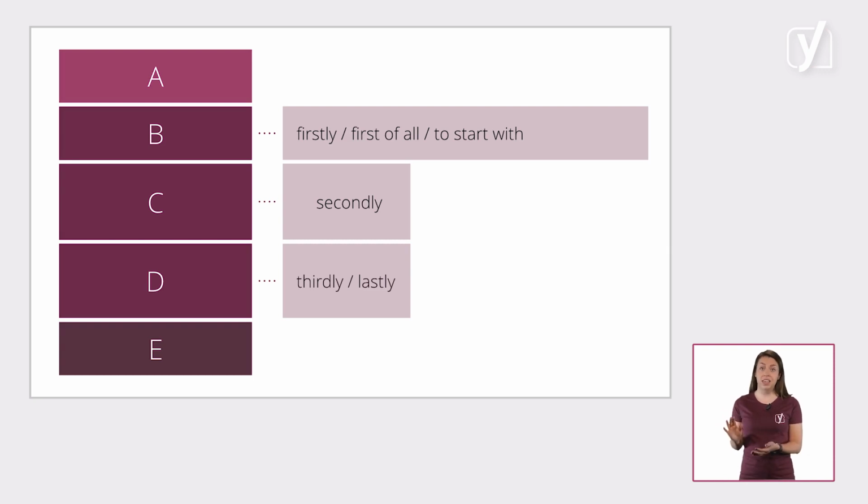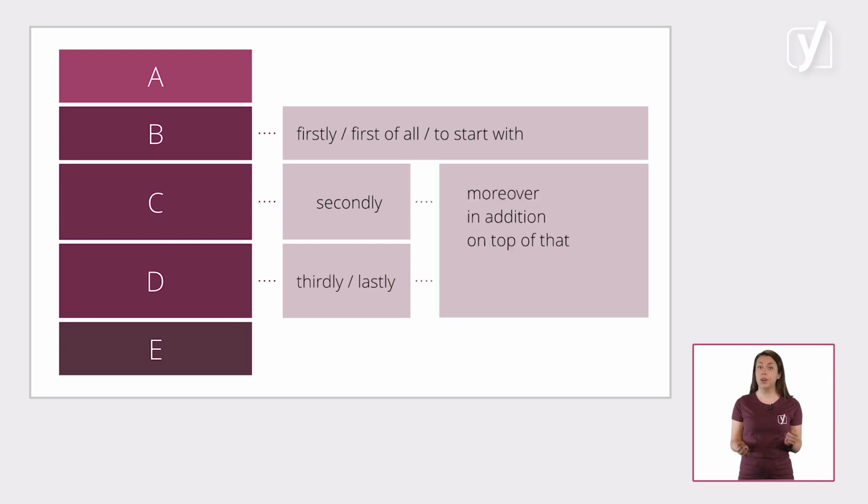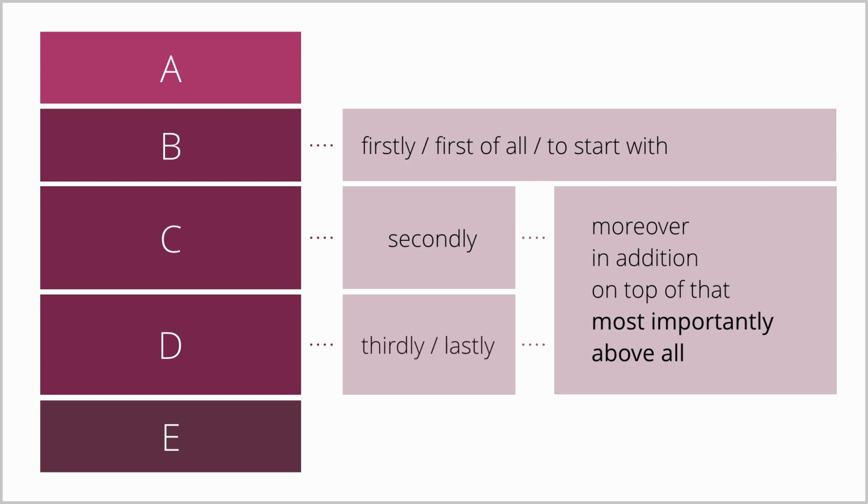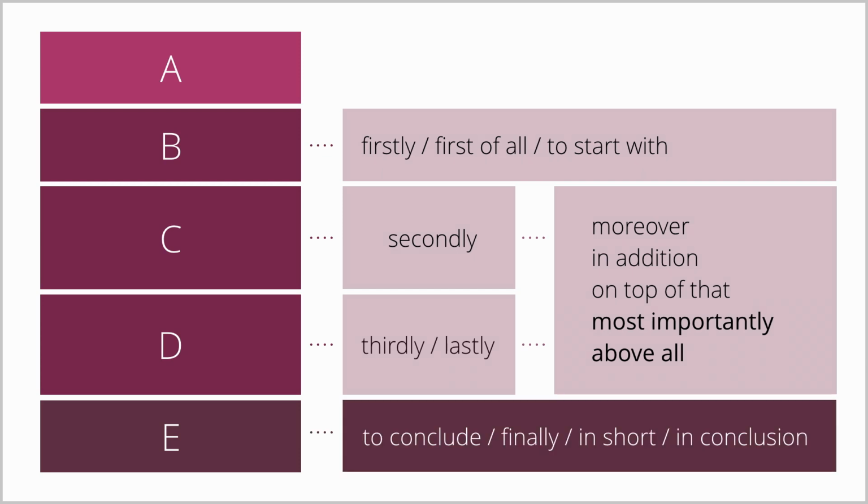For paragraph C and D, you can also use words like moreover, in addition, on top of that, as you're adding arguments or ideas to the ones that you've already discussed. For your most important argument or idea, you can use a transition word like most importantly or above all. Now, once you've added transition words to the body and you get to the conclusion, it makes sense to start paragraph E with a transition word like to conclude, finally, in short, or in conclusion. You can likely use these words at the end of some of your body paragraphs as well.